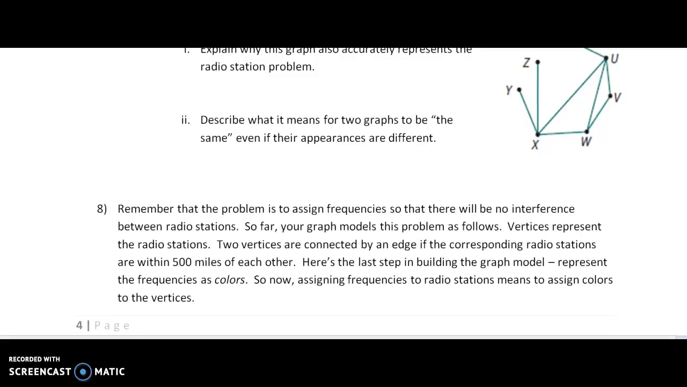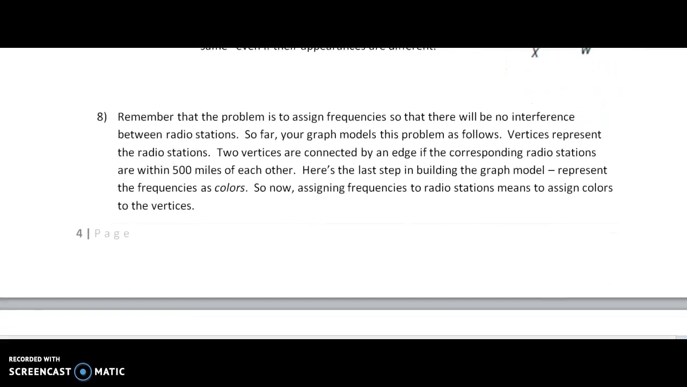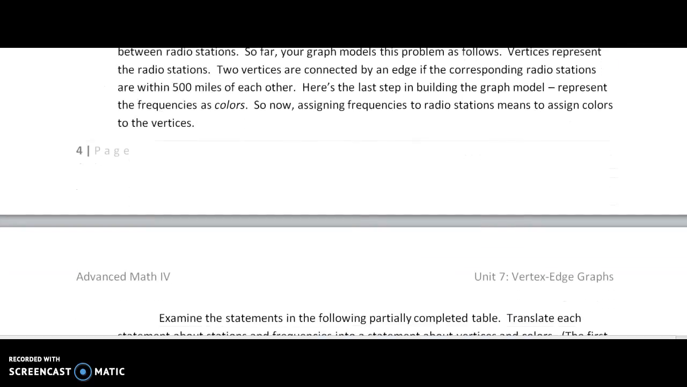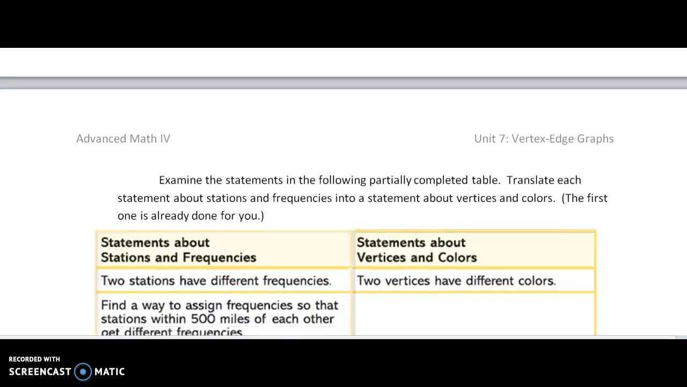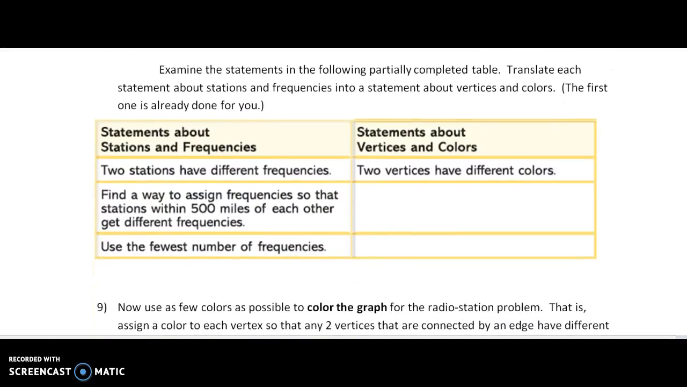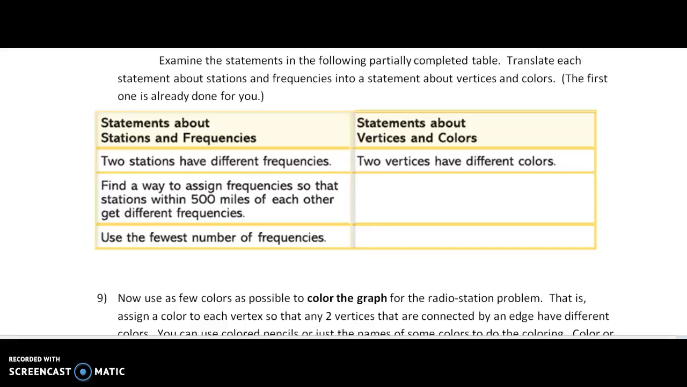Okay? When it gets to coloring, a few things. So if you're on page 5, two stations have different frequencies. That means two vertices have different colors. Okay, so as I'm coloring, and if you look at my notes, if two vertices have different colors, that means they have to have different frequencies. Okay, please fill out this table in my notes. I would think about them first, but I will fill out one of them for you. Use the fewest number of frequencies. That means you're going to use the fewest number of colors.